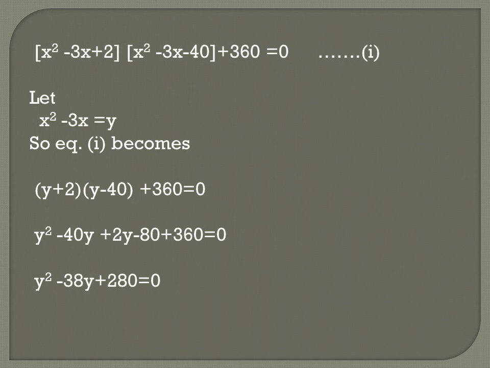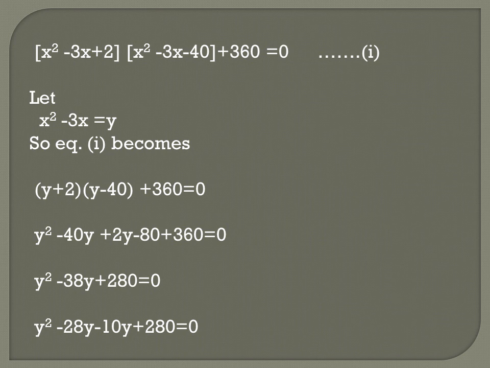Now you can say that this is the quadratic equation in y, which can be solved by factorization method. We have to take any two numbers whose product must be equal to the product of 1 and 280 and whose sum must be equal to minus 38. These two numbers are minus 28 and minus 10. So we can write it as y square minus 28y minus 10y plus 280 is equal to 0.